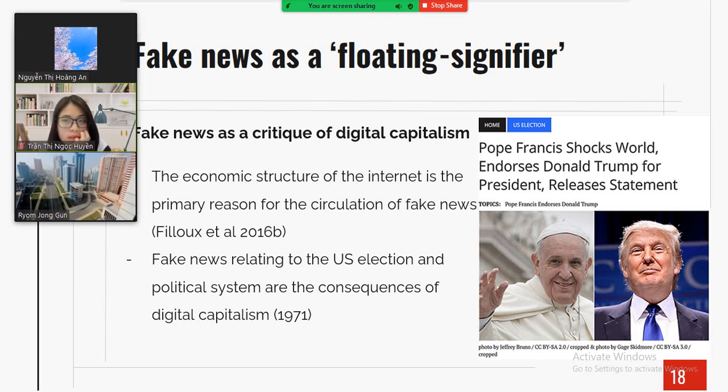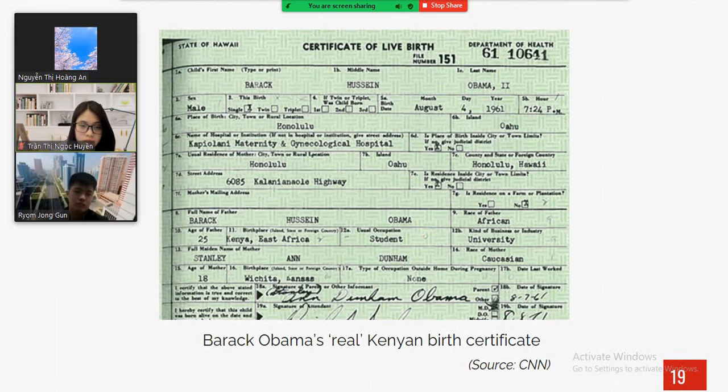Okay. And also, fake news relates to the US election and political systems, which are the consequence of digital capitalism. If we apply this critique to reality, we have examples like Pope Francis' endorsement of Donald Trump, or the surfacing of Barack Obama's real Kenyan birth certificate, which were not primarily the result of partisanship, but of digital capitalism.